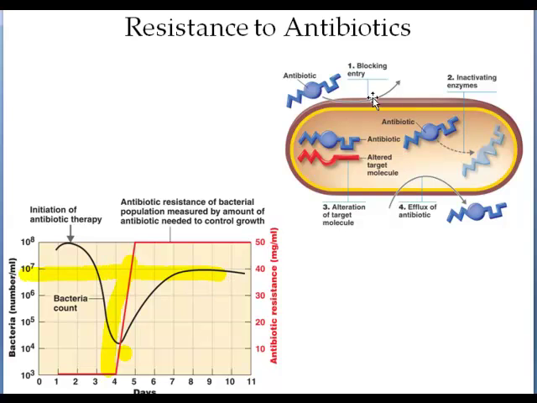And the resistance up here again is the entry block, activation of the enzymes, target molecules that have been changed, and the efflux of antibiotics. So these are a number of targets for the action of antibiotics, which is limited, and these are the mechanisms by which bacteria are either resistant to antibiotics or limited to them.